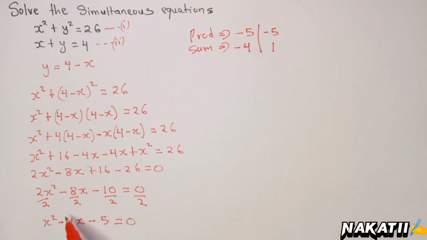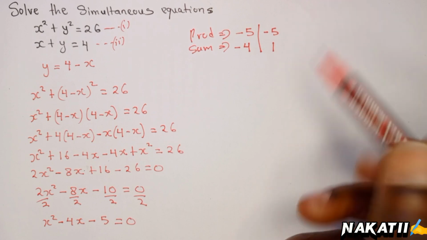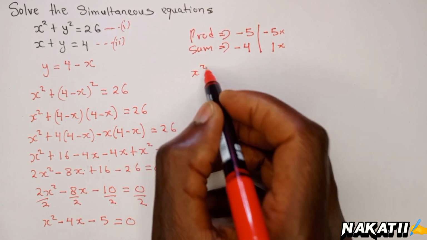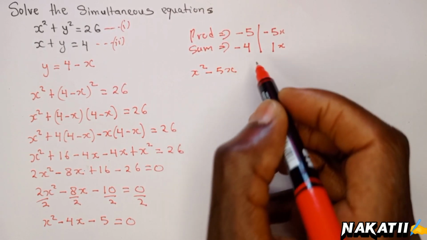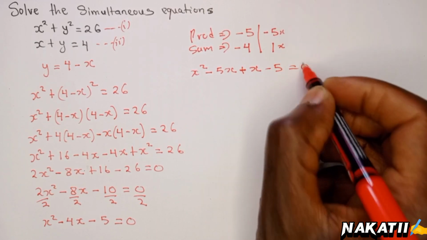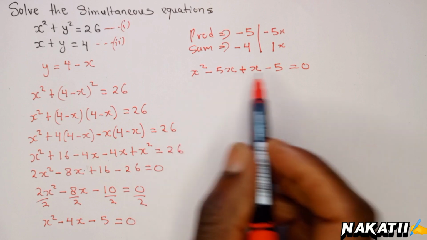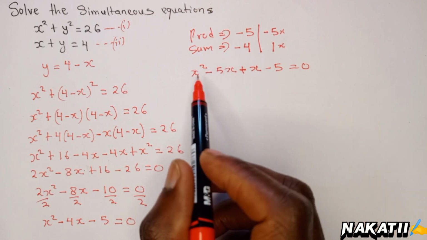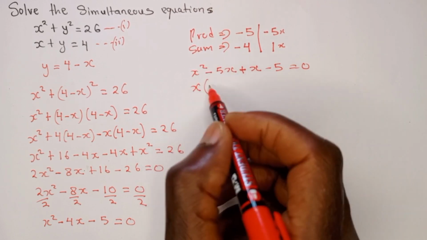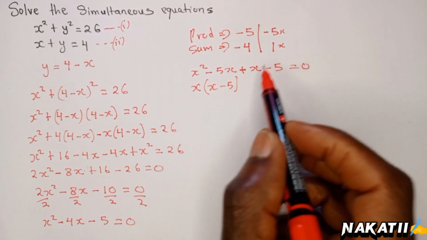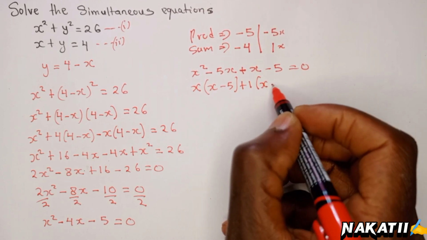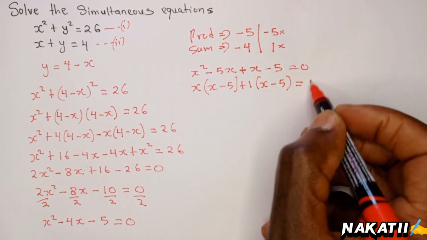We replace this middle value here with these two values. We just add x here and x here. We're going to have x squared minus 5x plus x, then minus 5 is equals to 0. You group them into 2 and then you factorize whatever is common. Between these two, whatever is common is x, factor it outside. You're going to remain with x minus 5 inside. Whatever is common between these two is 1, positive 1. You factor it outside, you're going to remain with x minus 5 inside is equals to 0.